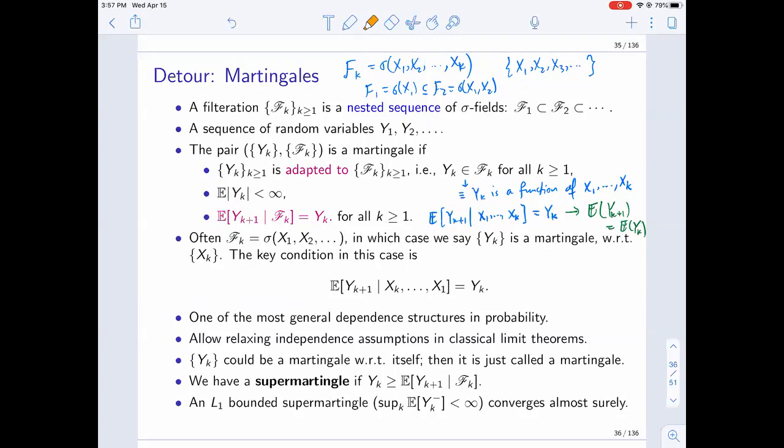But this is mostly interesting in cases where they're not independent. In fact, what people usually do is that Y and X are going to be the same. So it's a martingale with respect to the filtration that you generate yourself. So X is a martingale if, in the most basic definition, the expectation of X_{k+1} given X_1 up to X_k is equal to X_k. That's the basic one that people use. So you have a sequence, they're dependent, but there is this particular constraint.